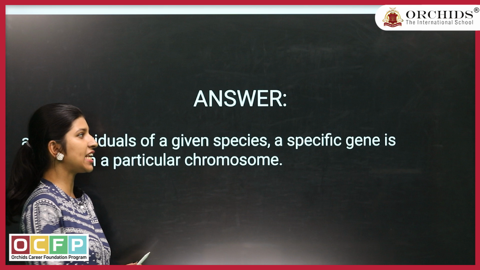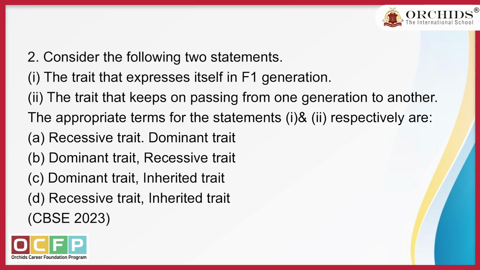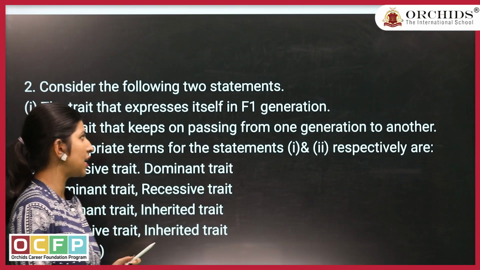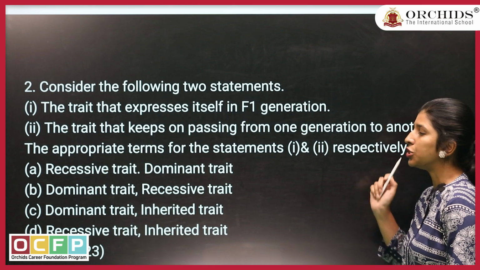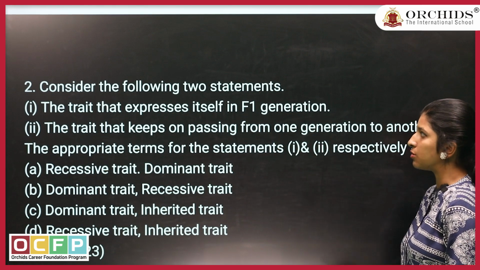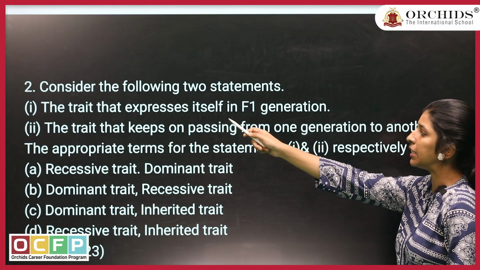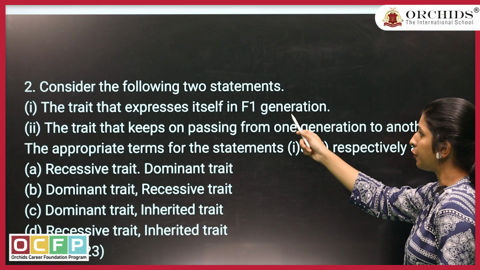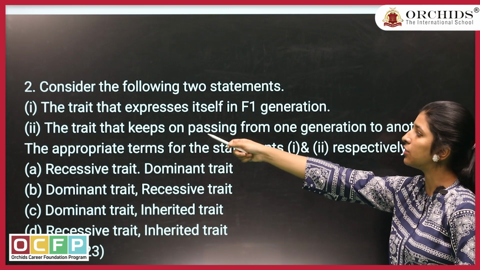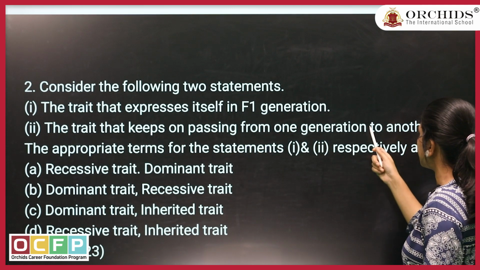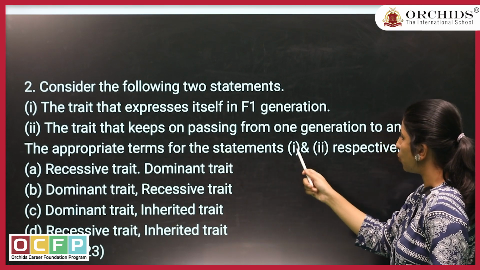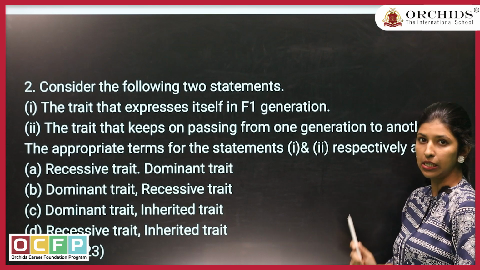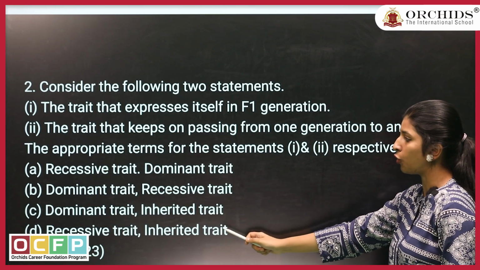Now, let's move to the next question. The second question is also an MCQ question. Here, they gave us 2 statements and they are asking us to consider the 2 statements and give an answer to the question. Consider the following 2 statements. The first statement is the trait that expresses itself in F1 generation, and the second statement is the trait that keeps on passing from one generation to another. We have to find out the appropriate terms for the statements 1 and 2 respectively. That is the question. And they have given us 4 options.